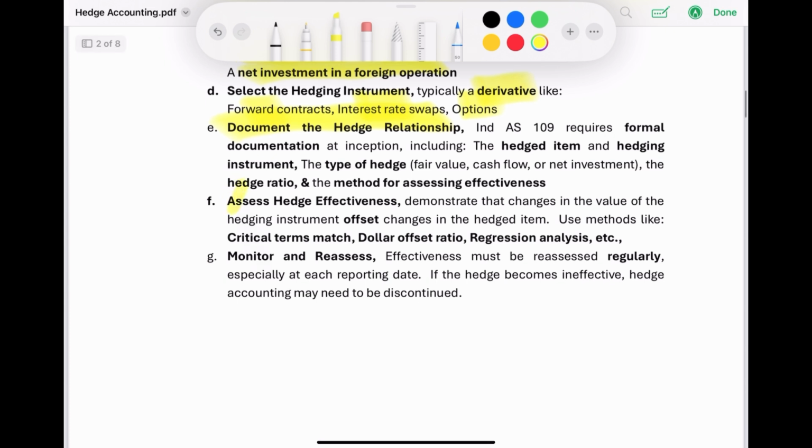Then the next is assess the hedge effectiveness. Sometimes the hedge may not be effective. In that case, hedge accounting will not apply to those ineffective hedges. Unless the hedge is effective, hedge accounting will not be applied. We'll see when a hedge will be effective and when a hedge will not be effective. Those examples we'll see in the forthcoming slides.